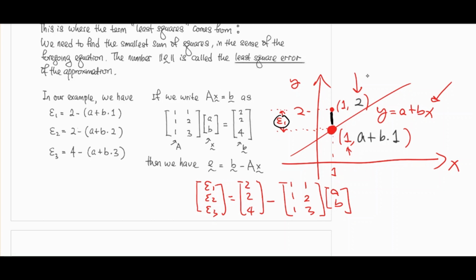So as you can see from this picture here, how long is this line? What is the distance between these 2 points? Obviously, the distance between these 2 points is 2 minus this quantity right here. As you can see, epsilon 1 here is 2 minus this quantity right here. So this quantity right here is the y value that is on that particular y equals a plus bx line.